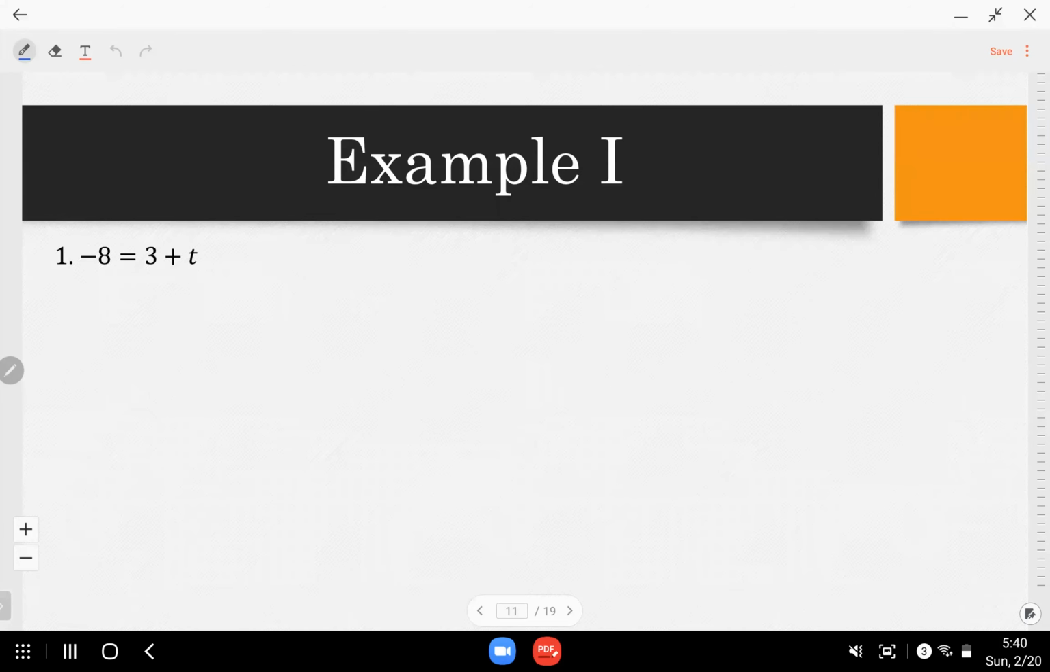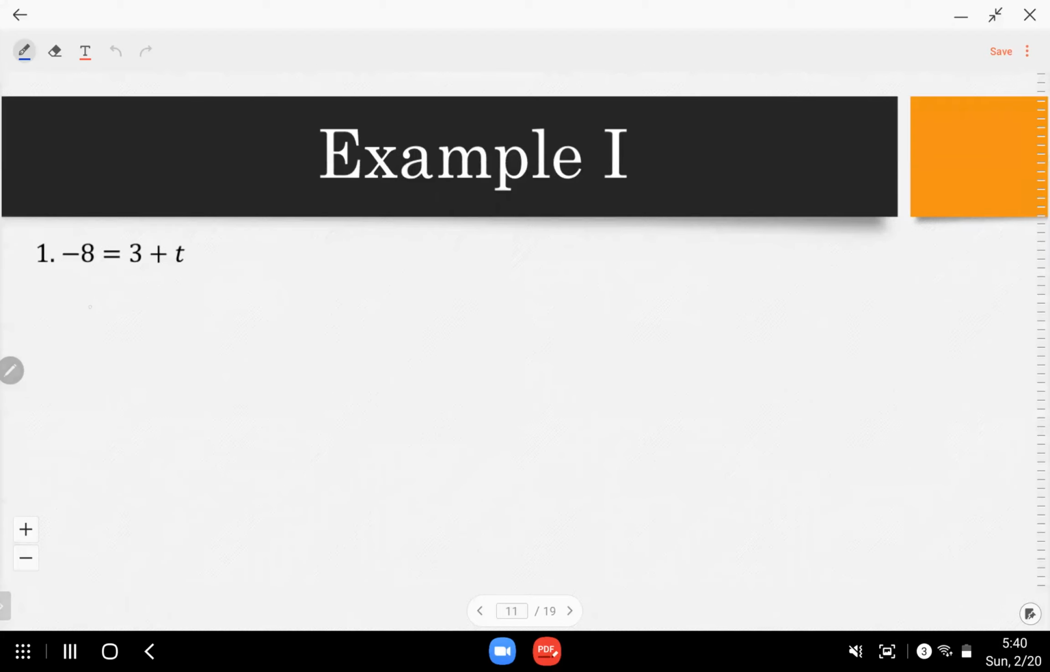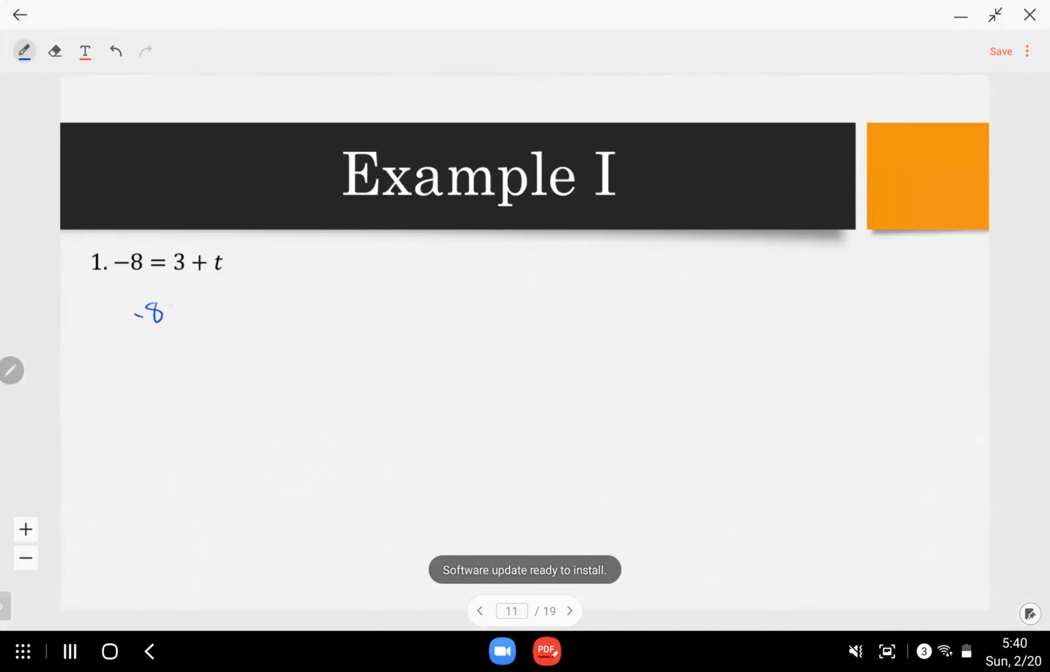Let's do this equation. What you need to do is add 3 to both sides. Or what am I doing? Subtract 3 from both sides to cancel these two out. Then you get t is equal to negative 11. So that is a perfect demonstration of our inverse operations, subtraction and addition. The subtraction of 3 cancels out the addition of positive 3.